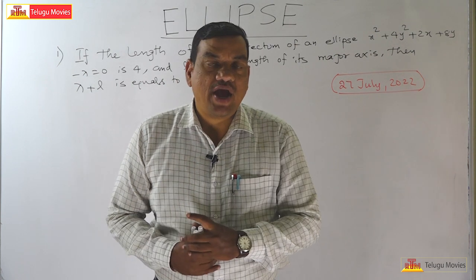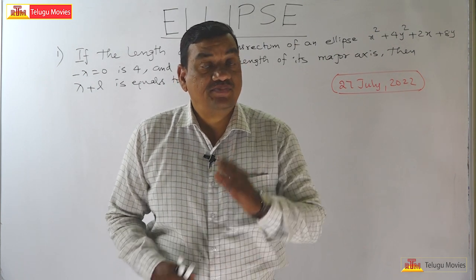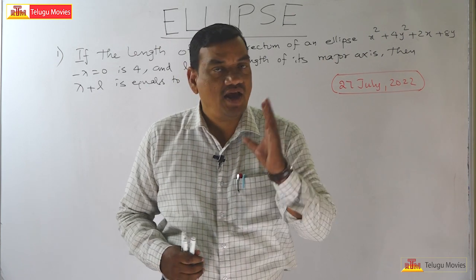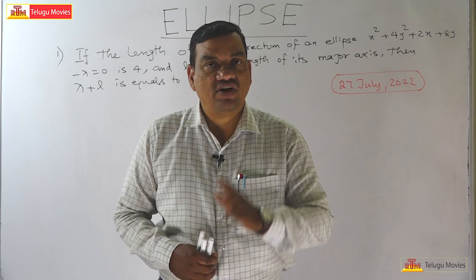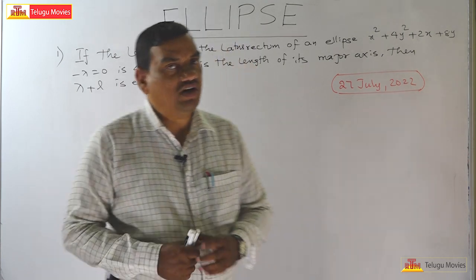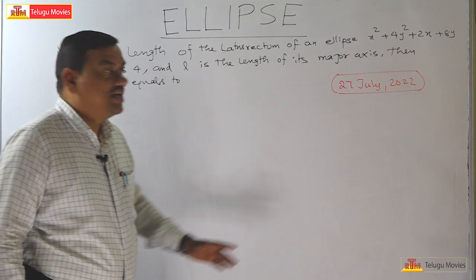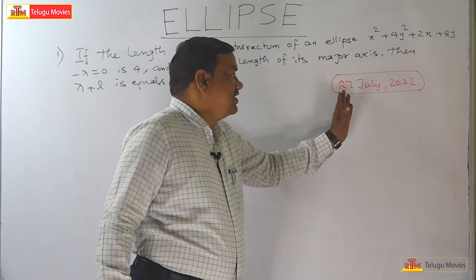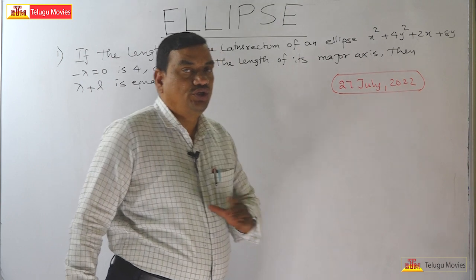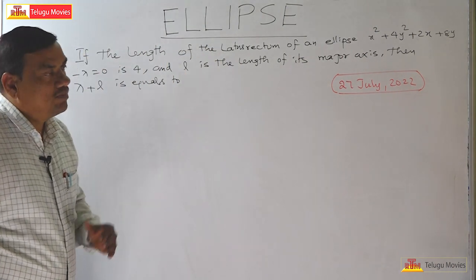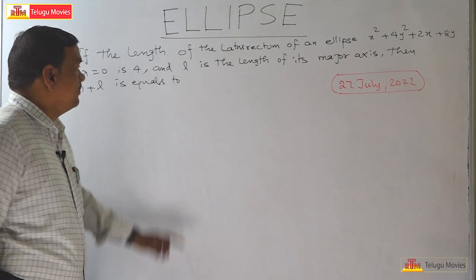Today I am going to explain previous year's JEE Mains questions which were asked from the chapter Ellipse. Without wasting your valuable time, let us start our class. These are the problems given in the latest JEE Mains examination, that is 27th July 2022. It was asked for 4 marks. Very easy problem. Let us see the problem.